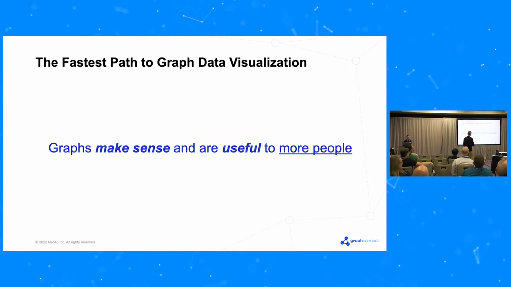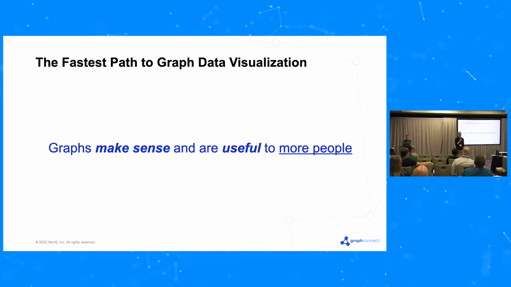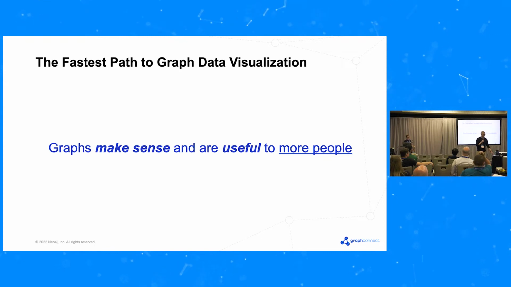So we're here to talk about Bloom. We think of Bloom as the fastest path to graph data visualization. And what we're really trying to do with Bloom is make graphs make sense to more people. We want to bring the power of graph databases to people who don't necessarily write Cypher, people who aren't necessarily developers. So when we talk about the features that we've implemented in Bloom over the past year, these are folks who we really have front and center when we're thinking about what we want to do with the product. So this will come up again and again. We want Bloom to make graphs make sense to more people.